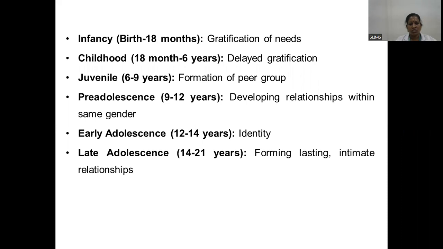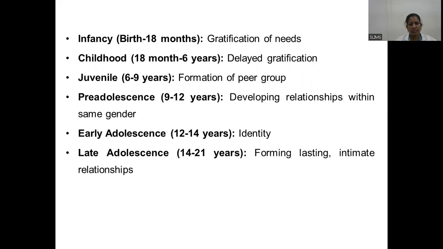Juvenile, 6 to 9 years, is the formation of peer groups. So they themselves will be forming the peer group. They can share their ideas, play with their peers, work with the peer groups, and learn more from the peer groups.